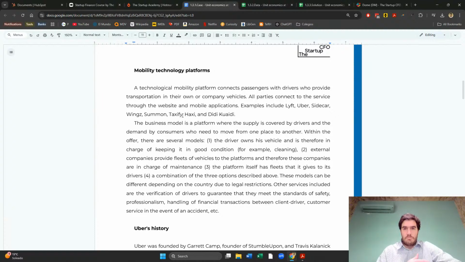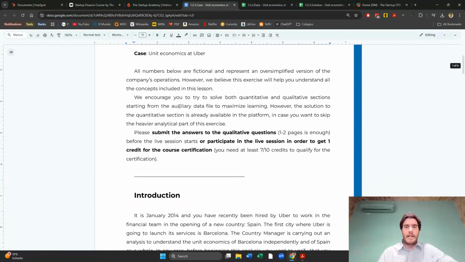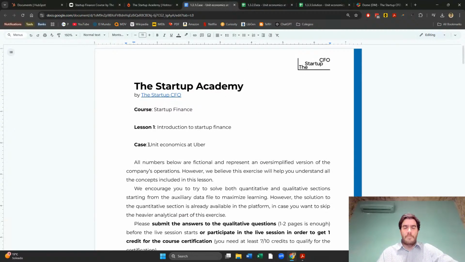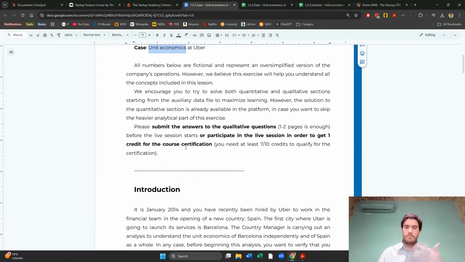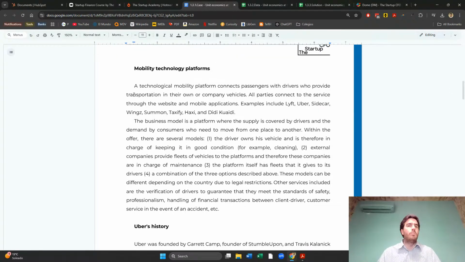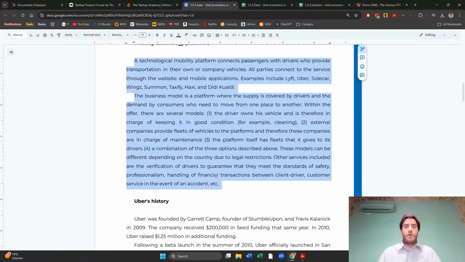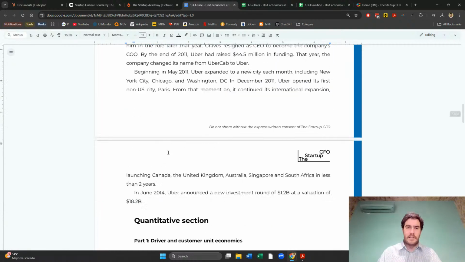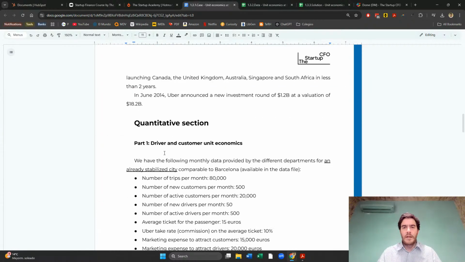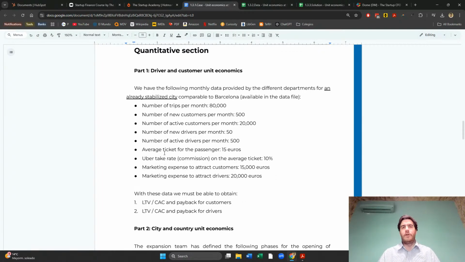You can see that we explain the concept, of course, and we focus a lot on that. Today, I'm going to explain the basics while I explain the first part of the case. We love to give a bit of introduction on the company and on how it's developed. Obviously, Uber is pretty well known, but then we get to the chase. The goal at the beginning is to understand if the driver and the customer unit economics in a city that is already stabilized are healthy.